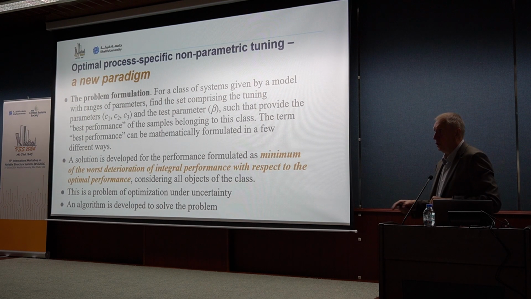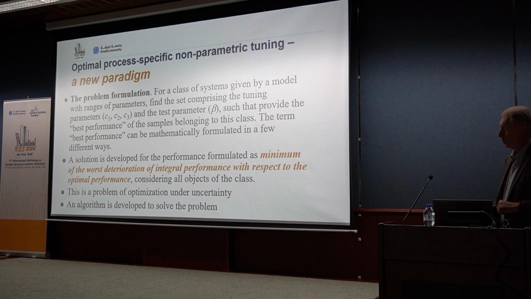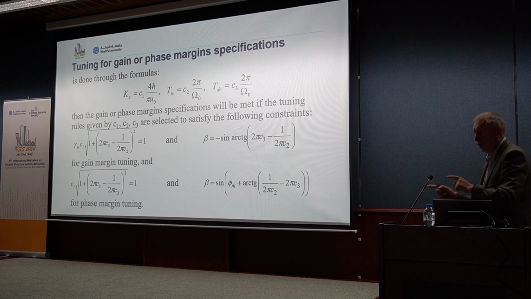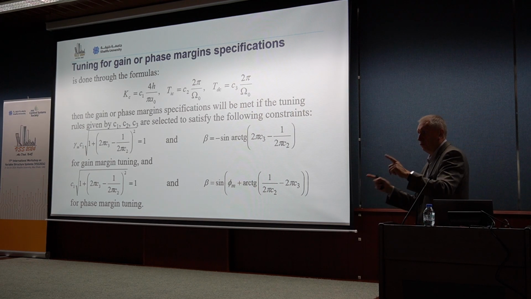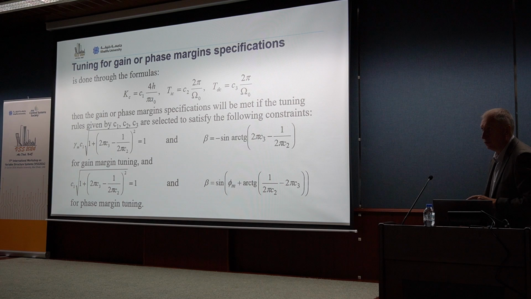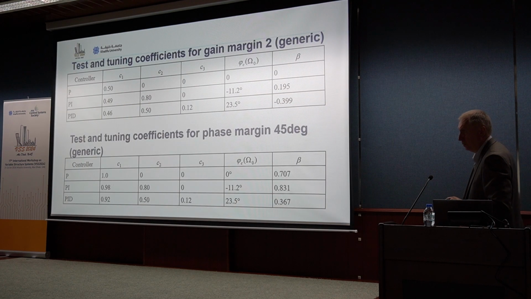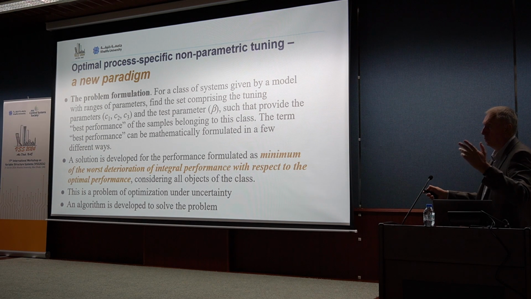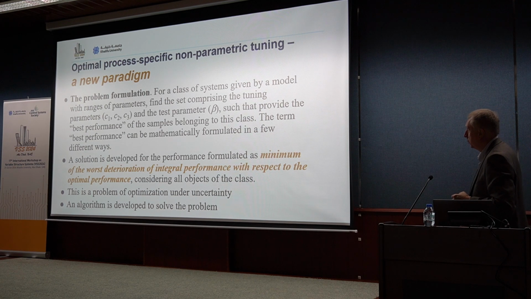However, it actually opened a new way, because in these equations we have some freedom. We have equations for beta. Basically, we have 4 parameters: beta, C1, C2, and C3, and we have only 2 equations. 2 other parameters are free. We can vary them, and we can optimize them. And this led to the new paradigm: optimal process-specific non-parametric tuning.